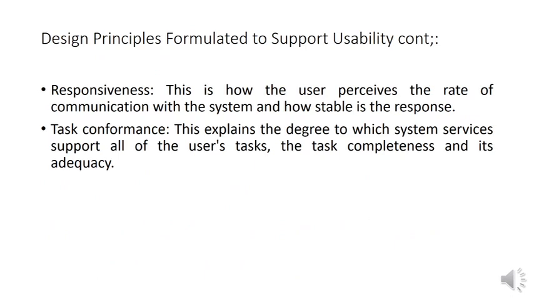Responsiveness. This is how the user perceives the rate of communication with the system and how stable the response is. Task conformance. This explains the degree to which system services support all the user's tasks, the task completeness and its adequacy.